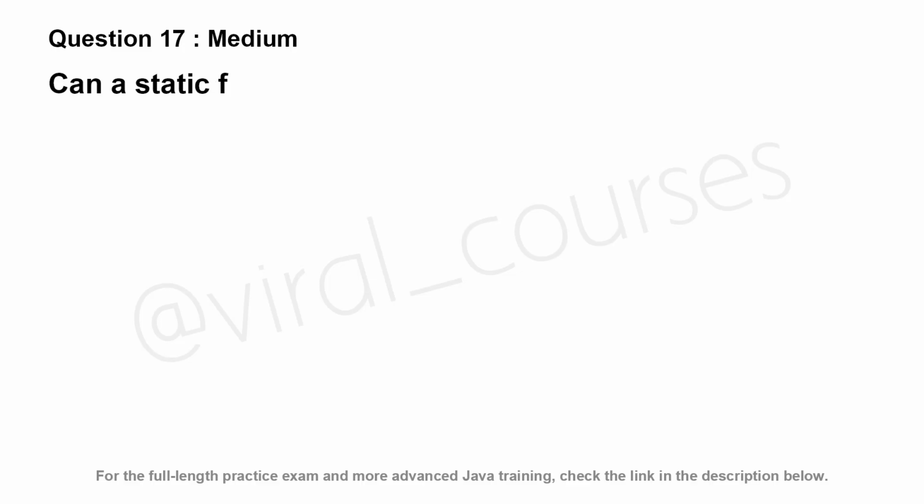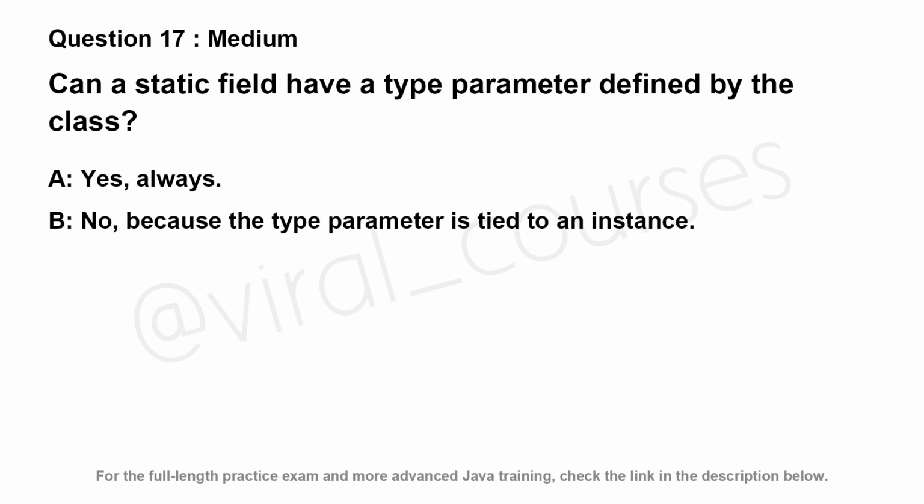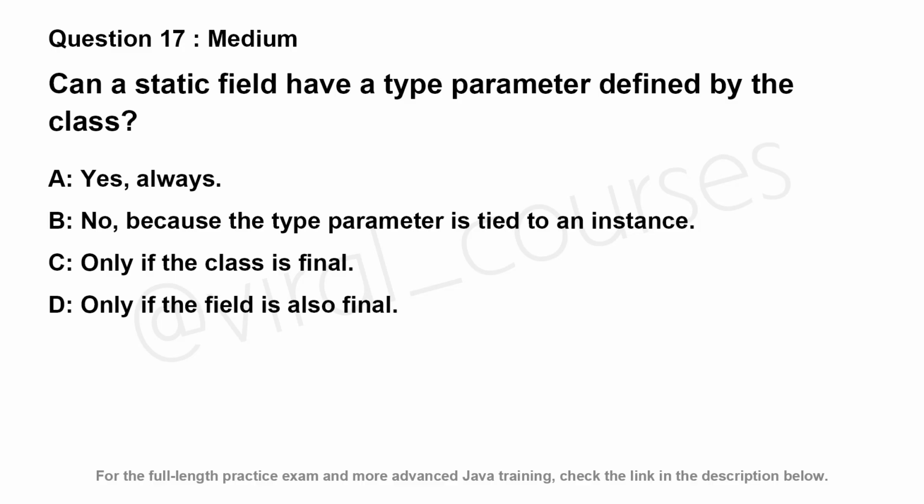Can a static field have a type parameter defined by the class? Option A, yes, always. Option B, no, because the type parameter is tied to an instance. Option C, only if the class is final. Option D, only if the field is also final.